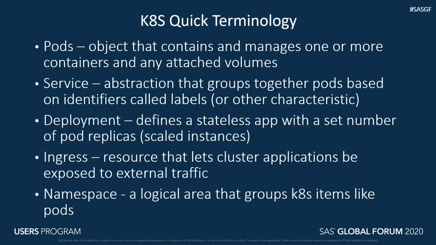An ingress is simply a resource that lets cluster applications be exposed to external traffic, and a namespace is simply a logical grouping of these different objects together so that we have a common way of grouping them together and referring to them.